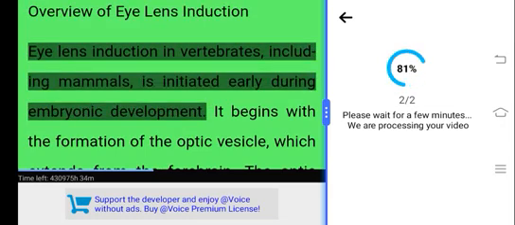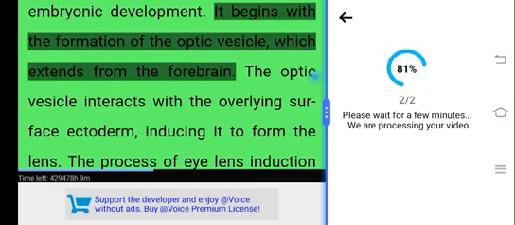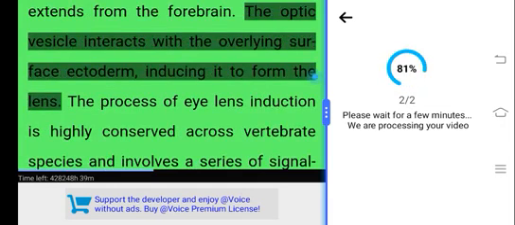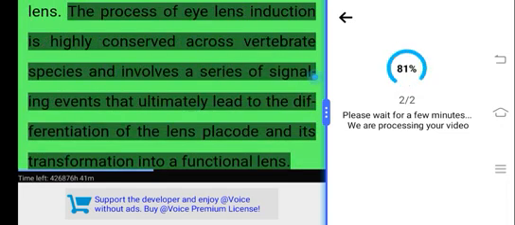Overview of eye lens induction. Eye lens induction in vertebrates, including mammals, is initiated early during embryonic development. It begins with the formation of the optic vesicle, which extends from the forebrain. The optic vesicle interacts with the overlying surface ectoderm, inducing it to form the lens. The process of eye lens induction is highly conserved across vertebrate species and involves a series of signaling events that ultimately lead to the differentiation of the lens placode and its transformation into a functional lens.